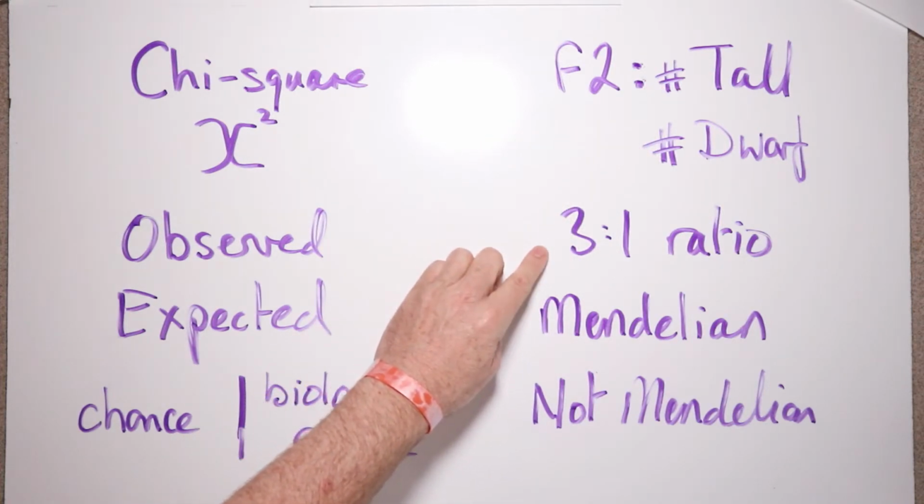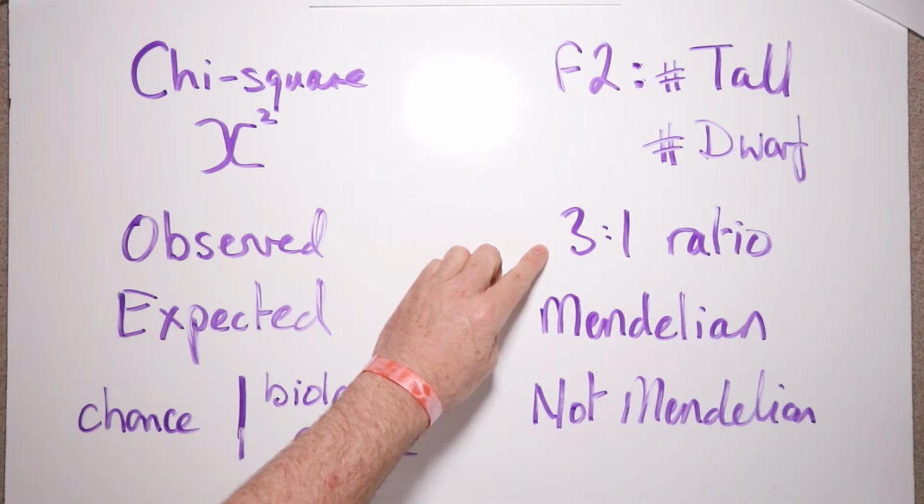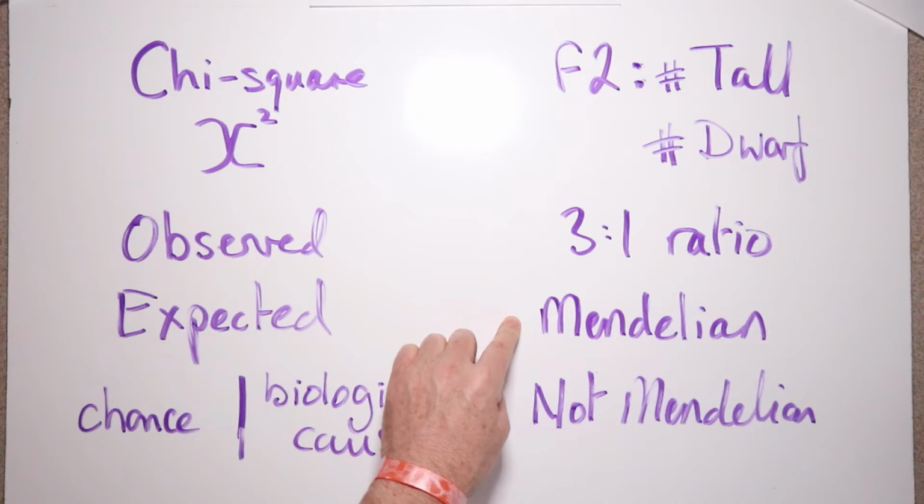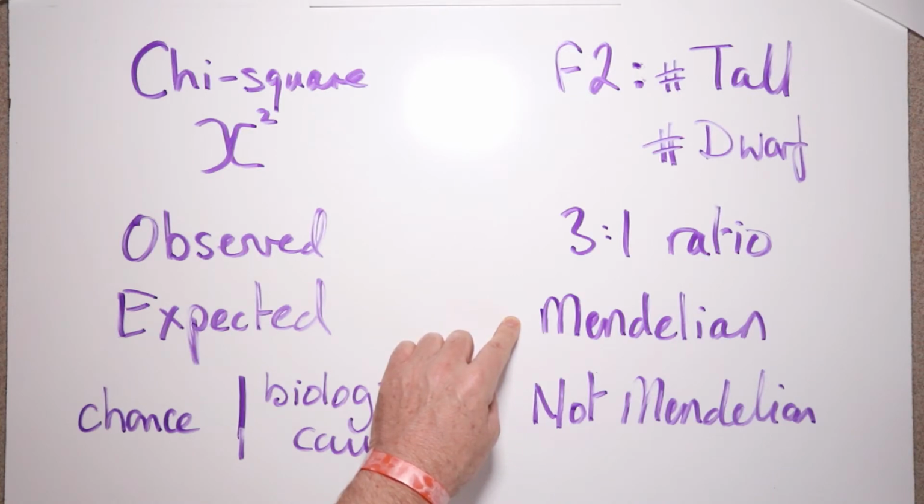Now we're going to use a 3-to-1 ratio because we're first going to determine if the inheritance of height in brassica plants follows a Mendelian pattern of inheritance. Now if it does, then we'd expect a 3-to-1 ratio in the number of tall to the number of dwarf plants in the F2 generation after we took true breeding parents, crossed them, and then crossed the F1s with each other, which is exactly what we did.